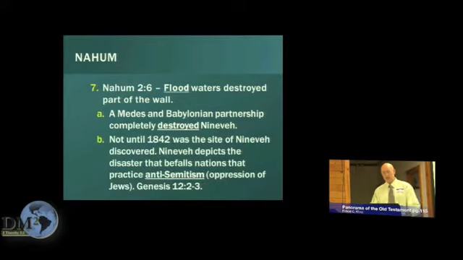Not until 1842 was the site of Nineveh discovered. Nineveh depicts the disaster that befalls nations that practice anti-Semitism, that is, oppression of the Jewish people. Again, going back to the Abrahamic covenant, Genesis 12.